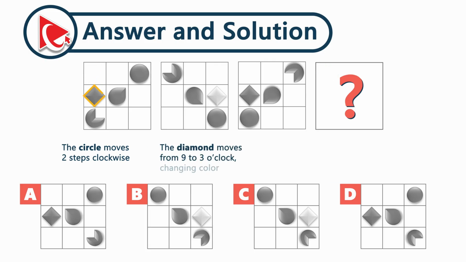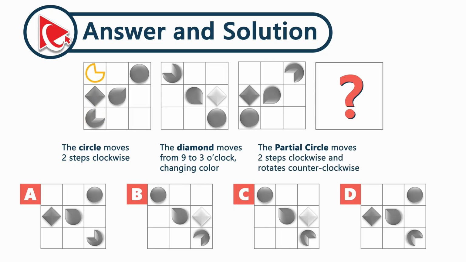The diamond stays on the same line and moves from 9 o'clock to 3 o'clock positions. But here's the caveat. It also changes color. When diamond is at 9 o'clock, it has a darker color, and when it's at 3 o'clock, it has a lighter color. The partial square also moves 2 steps clockwise, but in addition, it rotates counterclockwise.